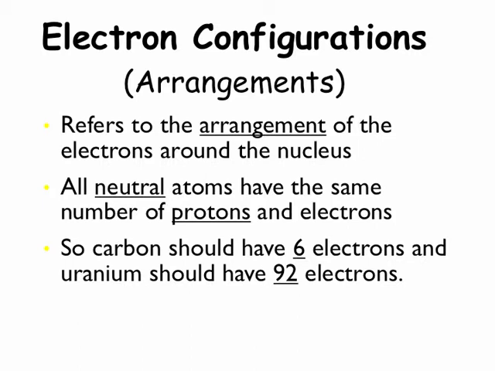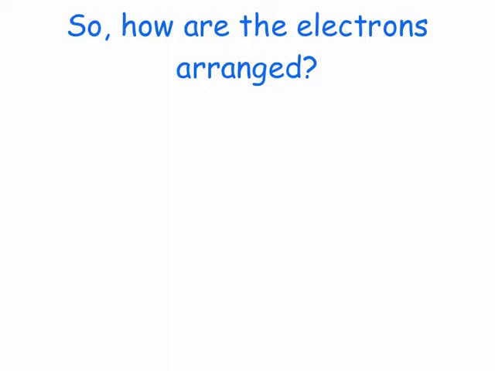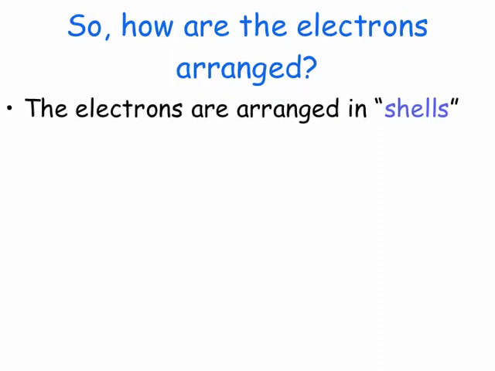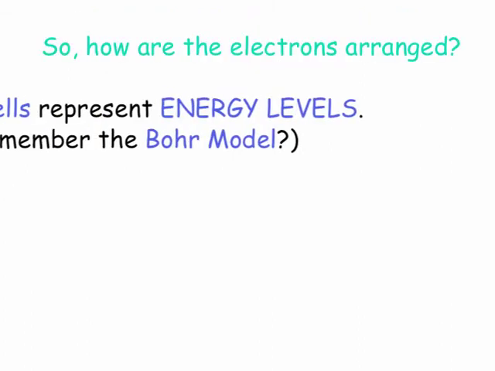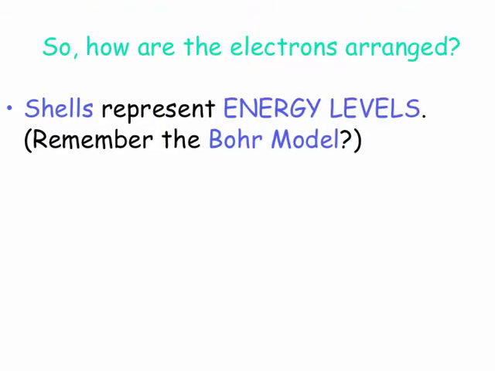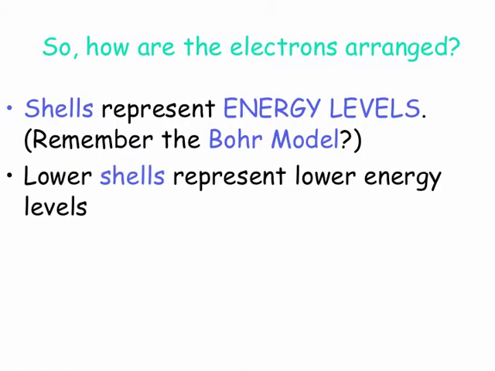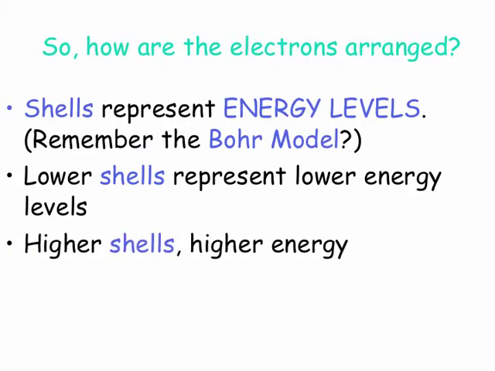Currently we know about the Bohr model. So let's look at how we arrange them. Electrons are arranged in shells, and the shell is the distance from the nucleus where the electron may reside. Once again, we're talking about Bohr models when we use the term shells. Shells also represent energy levels, so that's a bit of a review. The lower shells represent lower energy levels. Higher shells are higher energy levels.